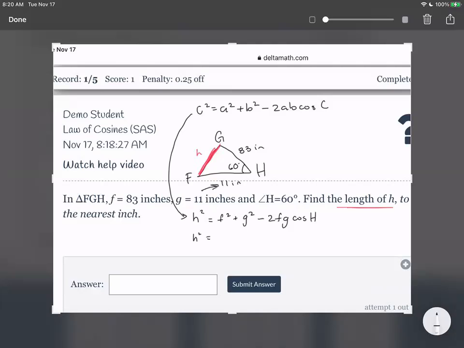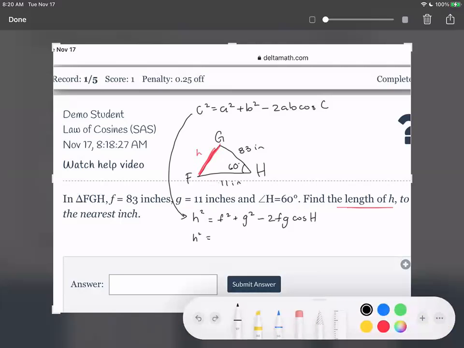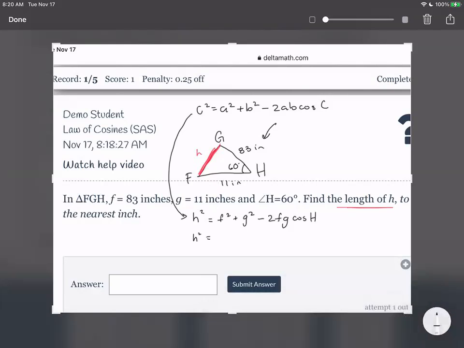So, okay, we have h squared, which is what we're looking for, is equal to f squared. F is over here, so it's 83 squared plus g squared, so 11 squared, minus 2f, so that's 83, times g, which is 11, times cosine of h degrees, which is 60 degrees.